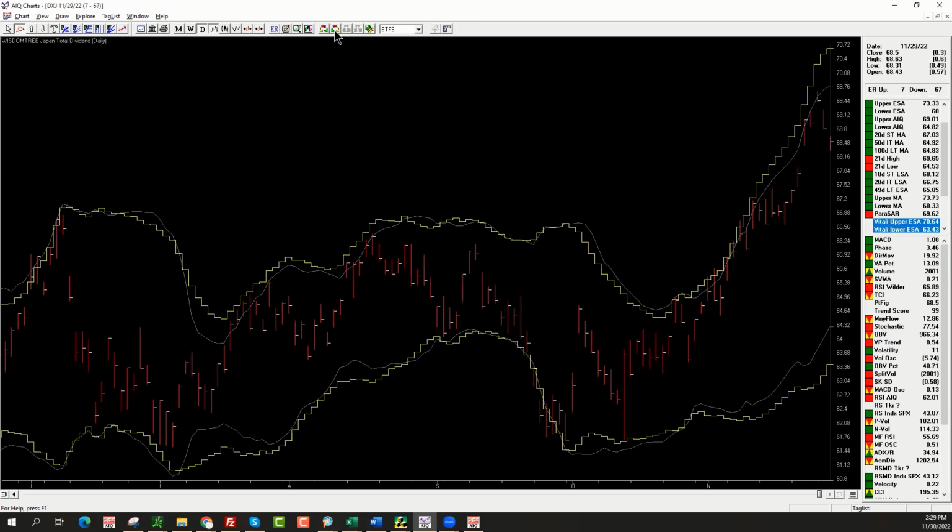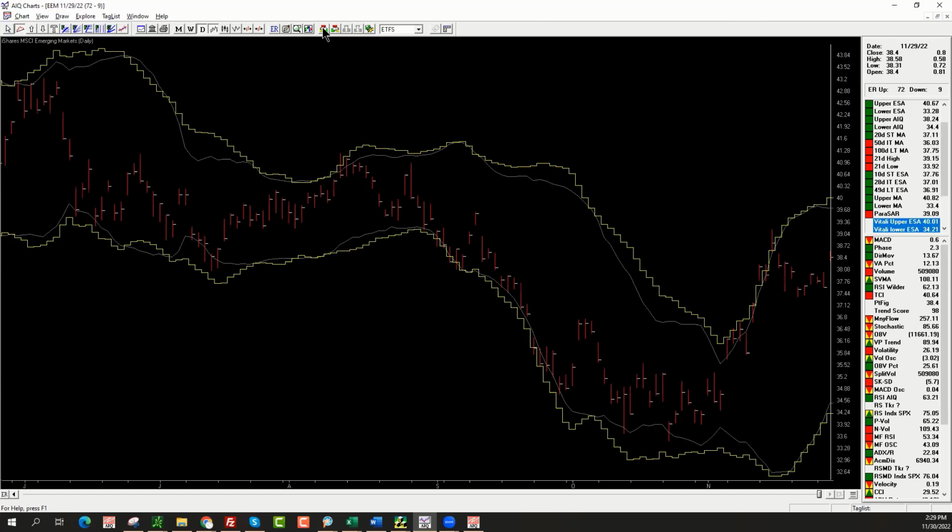What have we got? That's Japan. These are ETFs, by the way, that I just happened to work on. This is the MSCI Emerging Markets. So again, here's a crossover of the band up here. You get a pullback at that point.